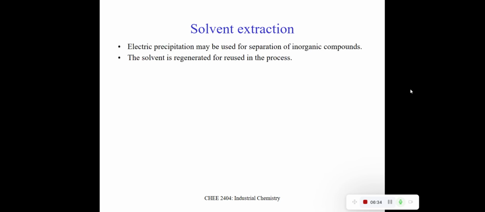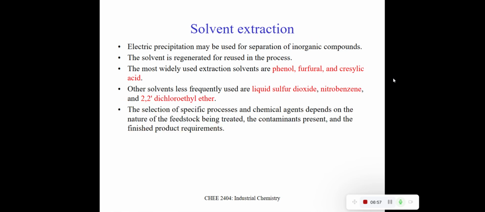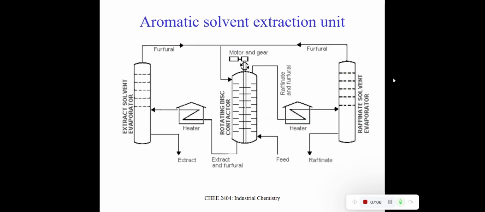Now, further points on solvent extraction we are going to discuss. Electric precipitation may be used for the separation of inorganic compounds. The solvent is regenerated for reuse in the process. The most widely used extraction solvents are furfural and salicylic acid. The selection of a specific solvent depends on the nature of the feed being treated, the contaminants present, and the finished product requirements.